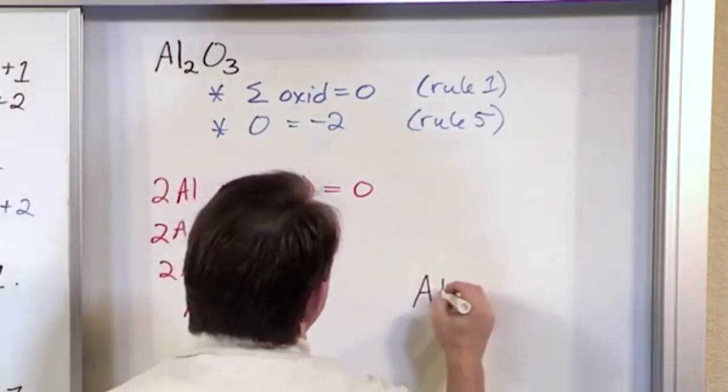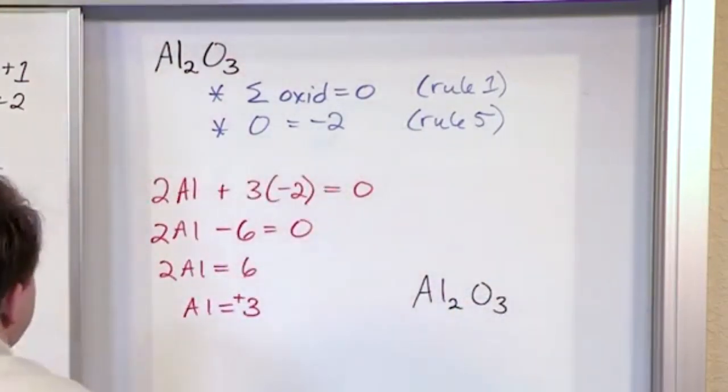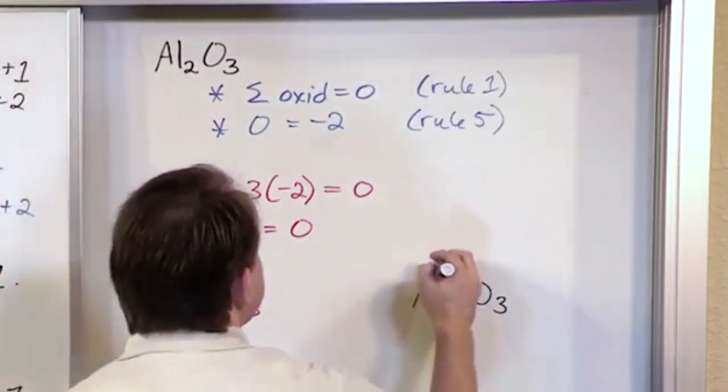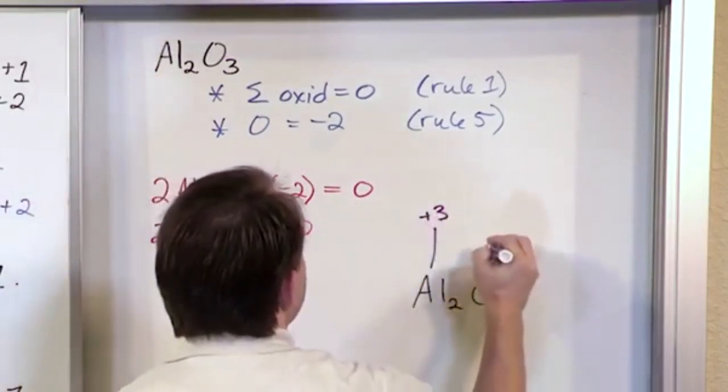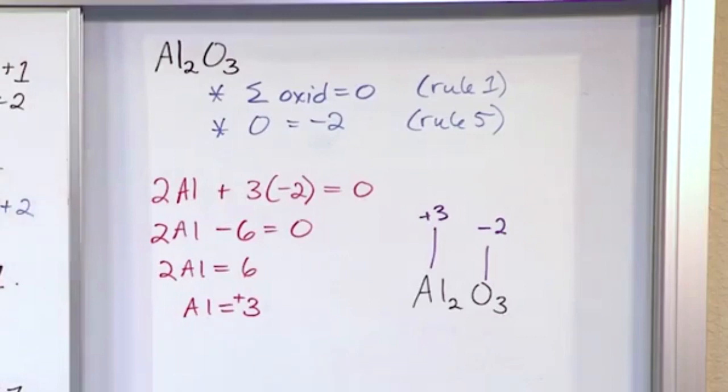So if I do Al2O3 and I want to represent it, typically how you might do it on tests, for the aluminum, it would be positive 3, and for the oxygen, it would be -2. And that would be the way that you'd probably end up writing that.